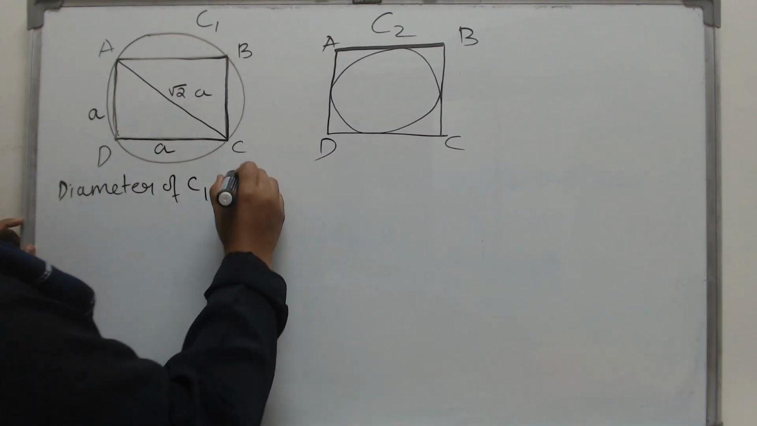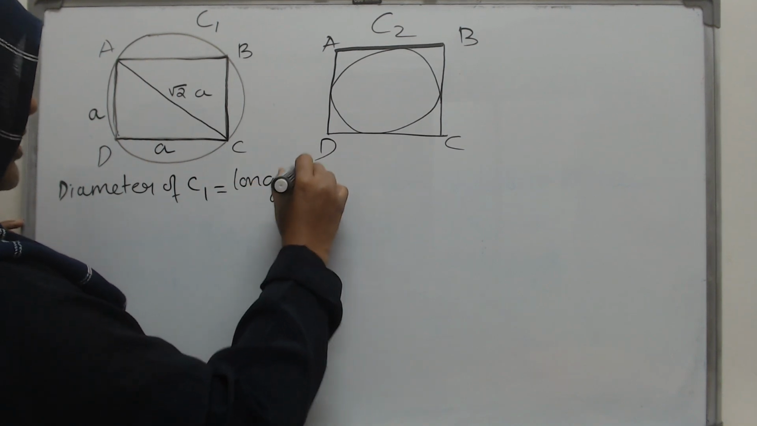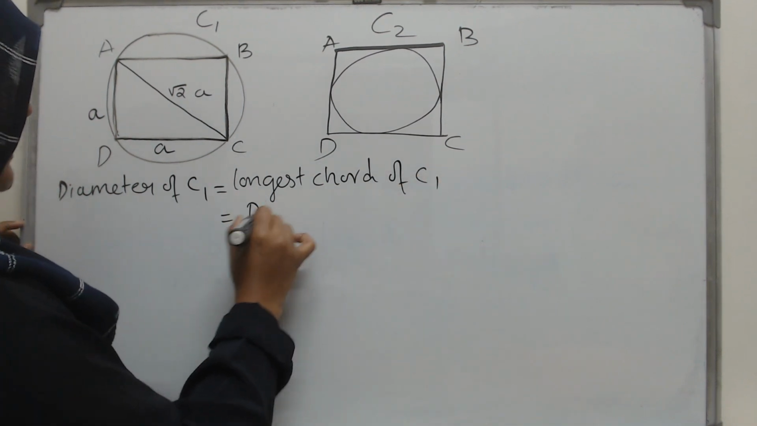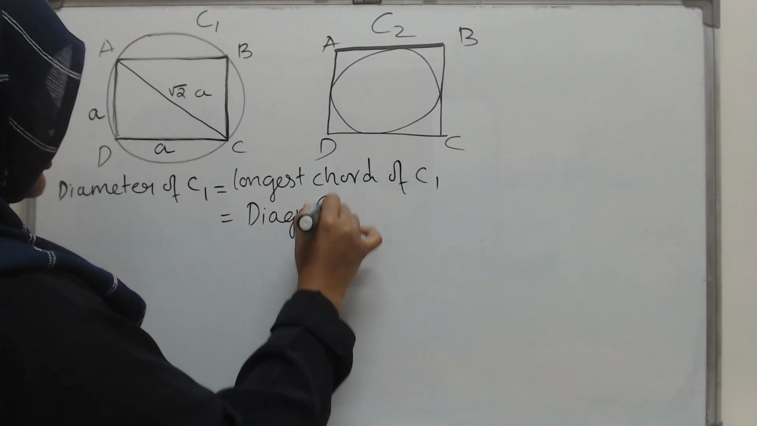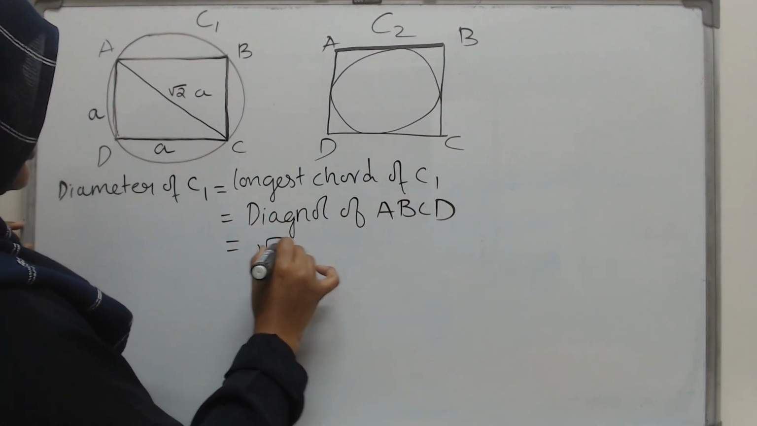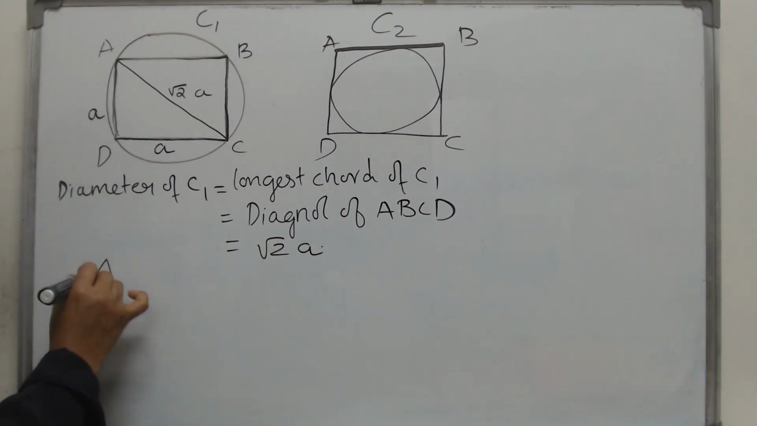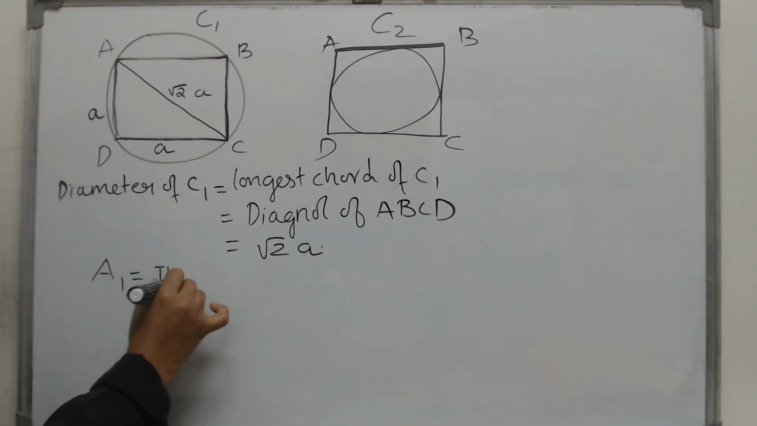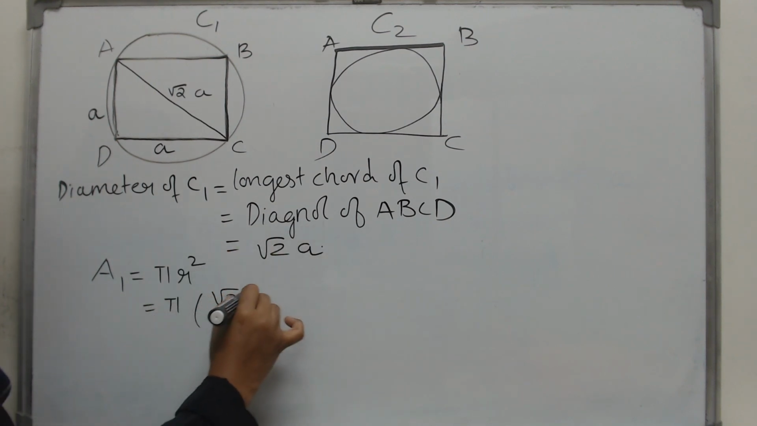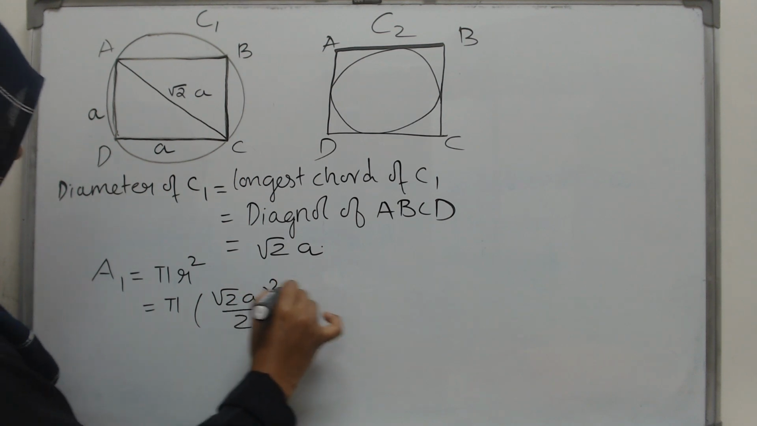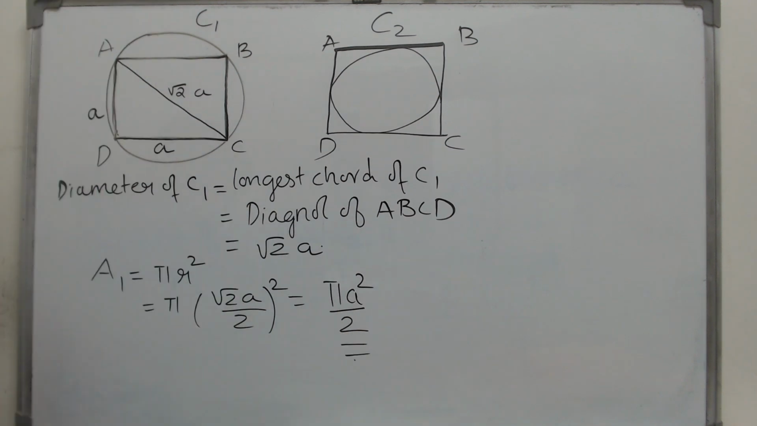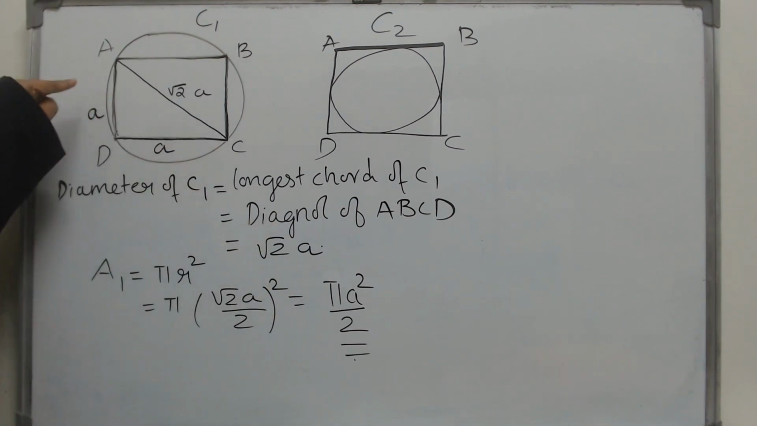Now the diameter is what? It is the longest chord of the circle, or in other words, it is the diagonal of ABCD, which is root 2a. Now what is the area? It is pi r squared, which means pi, remember to divide it by 2, then square it, then you will get pi a squared by 2. So this is the area of the first circle.